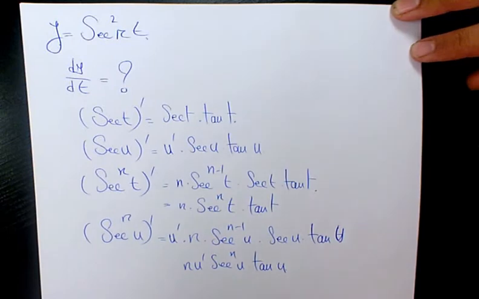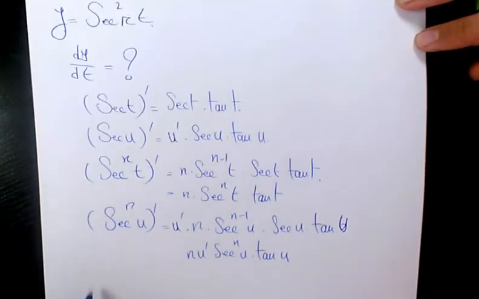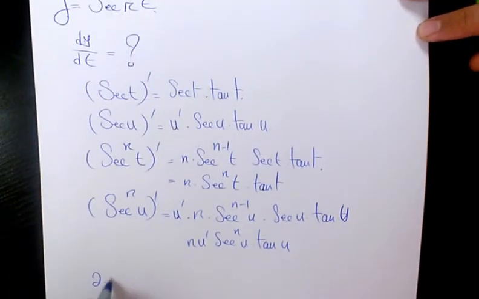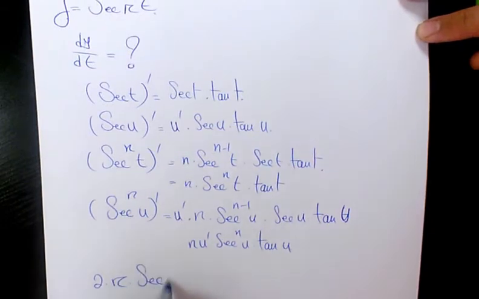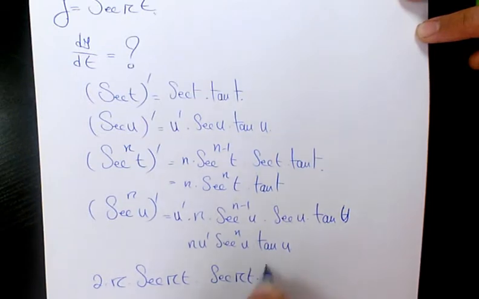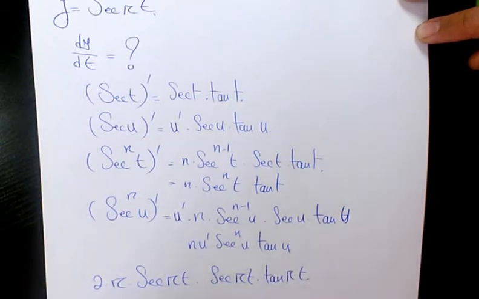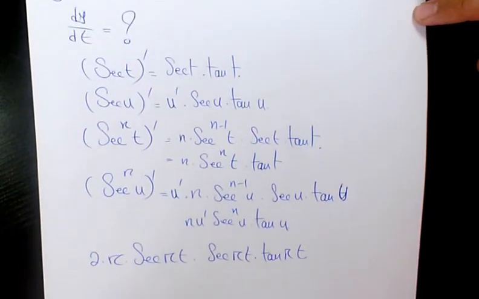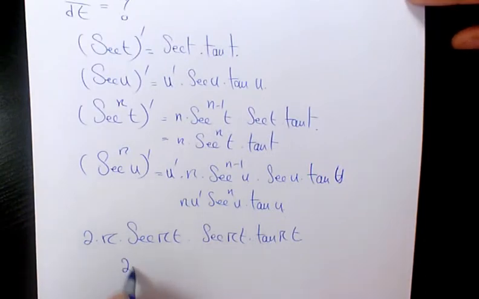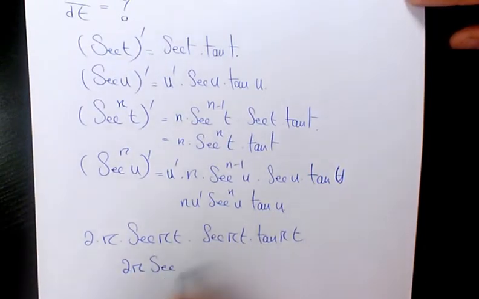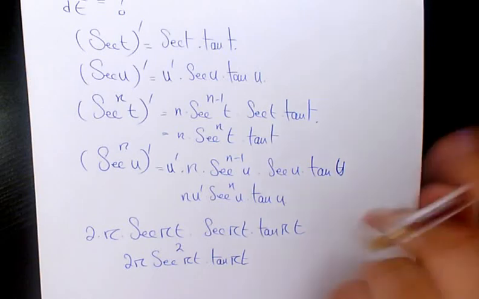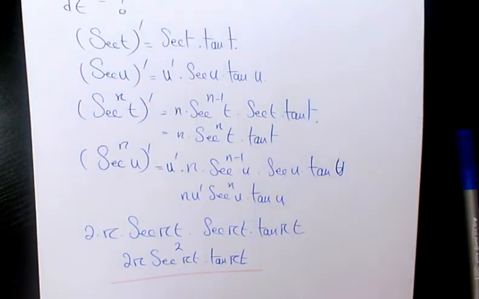So now the derivative of secant squared pi t is going to be 2 times pi times secant pi t times secant pi t times tan pi t, which is going to be 2 pi times secant pi t times secant pi t, which is secant squared pi t, times tan pi t. So that's the final answer to this question.